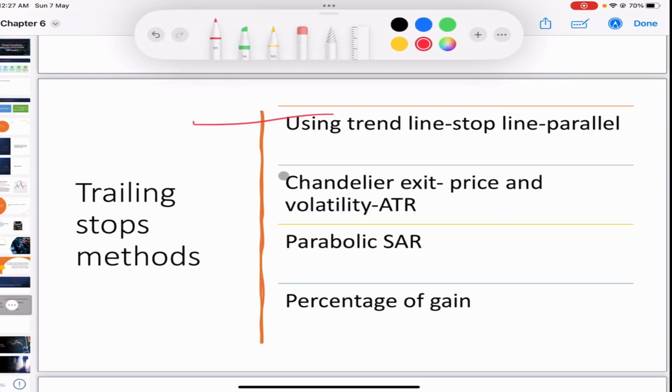Now we come to what a chandelier exit is. Now what do you understand by a chandelier? A chandelier is something which you fix on the roof. So how are we going to use ATR in this? Let me just discuss that quickly. Okay.